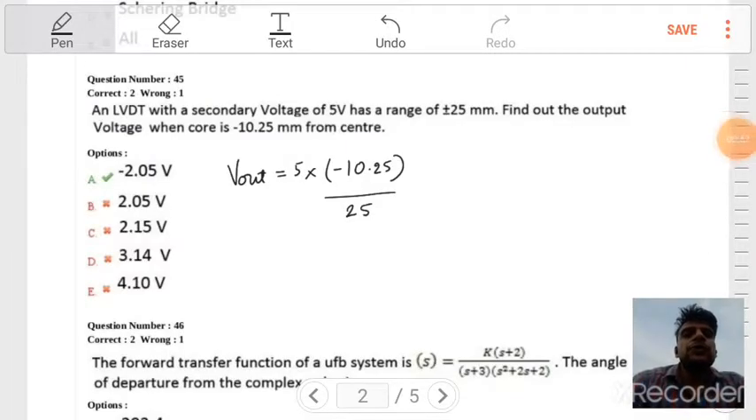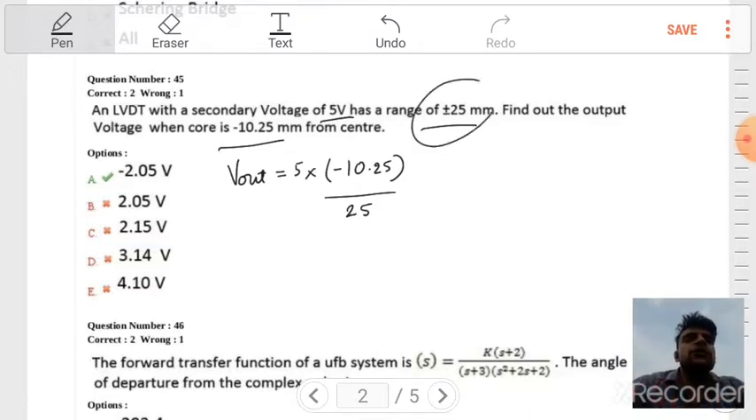In the next problem, an LVDT with secondary voltage of 5 volt is given, has a range of 25 mm. We have to find the output voltage when the core is minus 10.25 mm from center. So maximum range is 25 and it is given minus 10.25. So the output will come out 5 multiplied by minus 10.25 divided by 25. It is the primary voltage. Hence the answer is minus 2.05 volt.